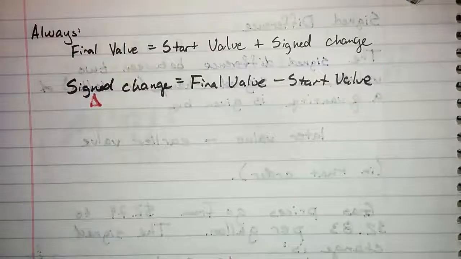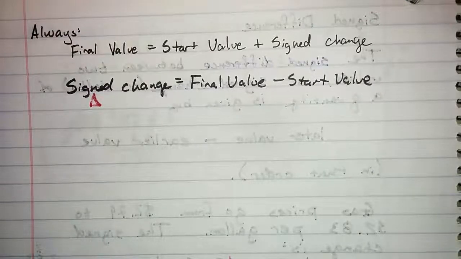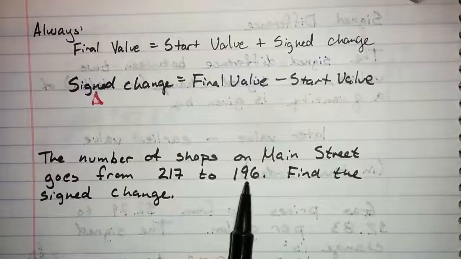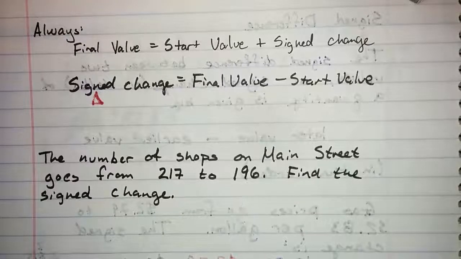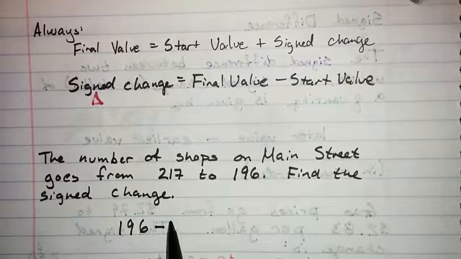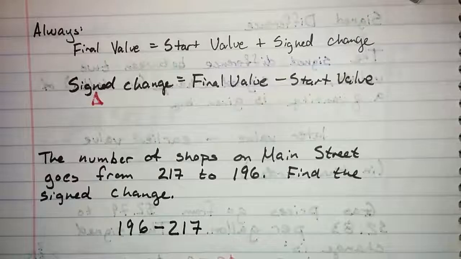So I'm going to give you, just for practice at this terminology, a problem where I ask you to find the signed change. Suppose the number of shops on Main Street goes from 217 to 196. Find the signed change. Pause the video and try this now. Alright, so we went from 217 to 196. 196 is the final value. 217 was the starting value.